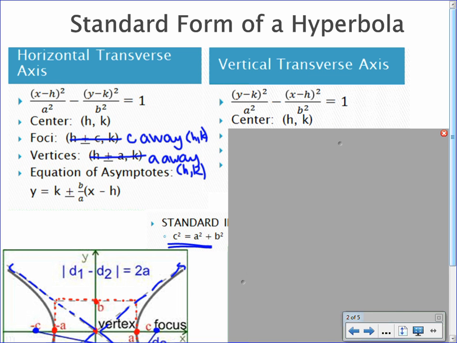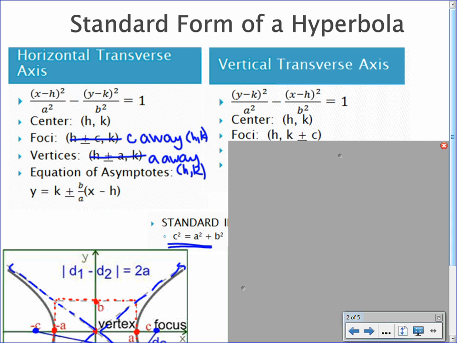Our center is still at (h, k). Please be careful. We had an issue on the quiz. Even though the y comes first, that does not mean it's the first coordinate in your vertex. The x, then the y. Okay?